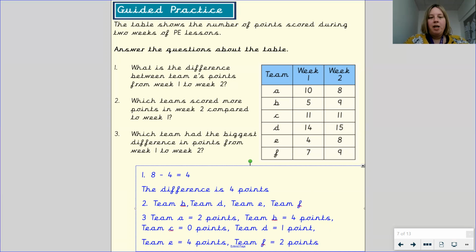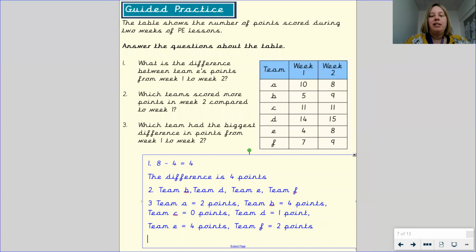So, which teams had the biggest difference? If we look back at our results, we can see that Team B and Team E both had a difference of 4 points. So we can write: Teams B and E had the biggest difference.